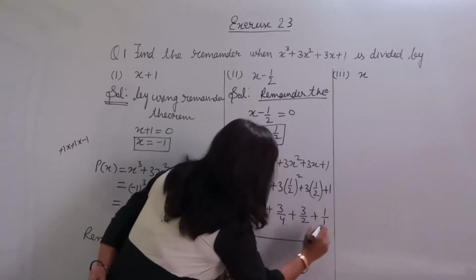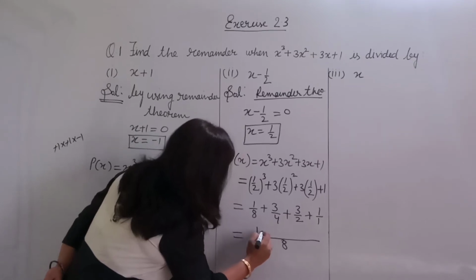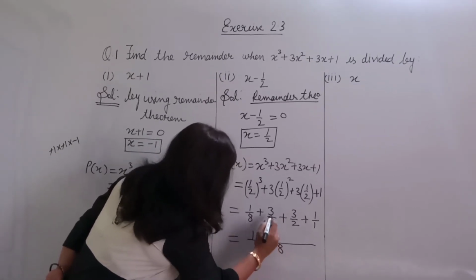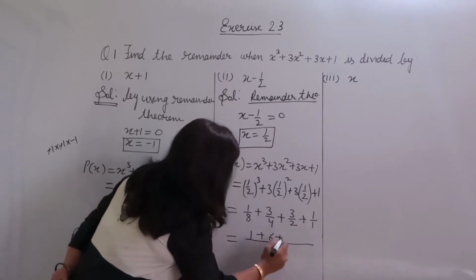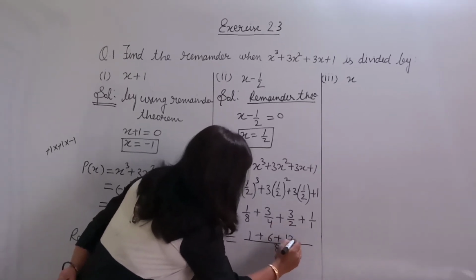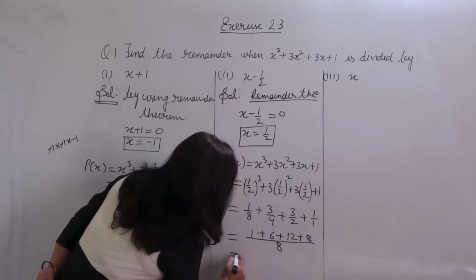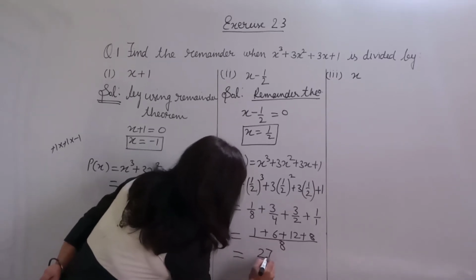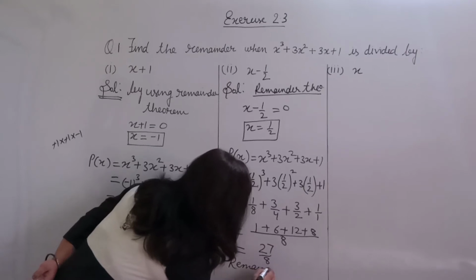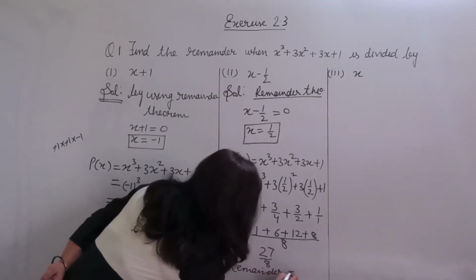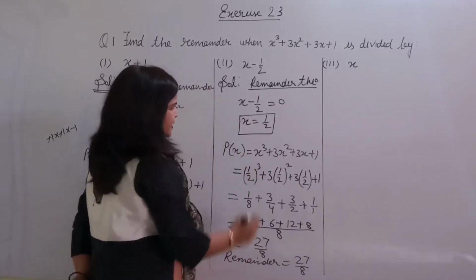So here we can take 1 also. 8 will be the LCM. 8 ones are 8, so 1 will come, plus 4 twos are 8, that means 3 twos are 6 will come, plus 2 fours are 8, that means 4 threes are 12, 12 will come, plus 1 eight is 8, so 8 will come. Now 27 upon 8. So our remainder is equal to 27 upon 8. So this is the final answer of this second part.